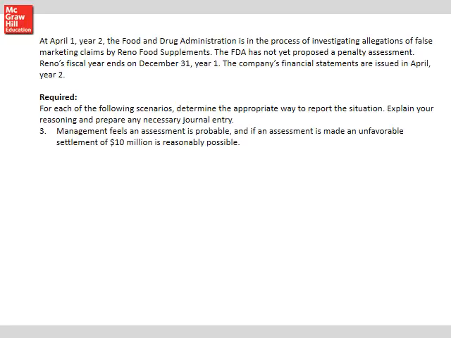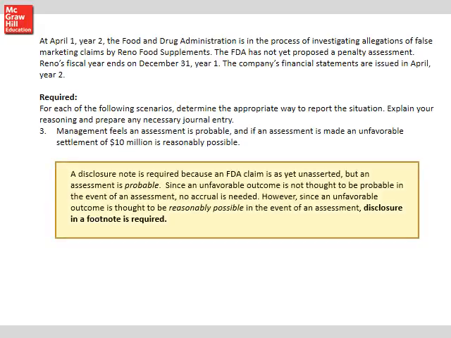Okay, number 3, management feels that an assessment is probable and that the amount is reasonably possible. So this time, a disclosure note is required because the FDA claim is unasserted but is probable. Notice the first two, the FDA claim was possible. Now it has upgraded to probable, and so we have to disclose it. However, since the amount is not probable, then it's only a disclosure note that is required.